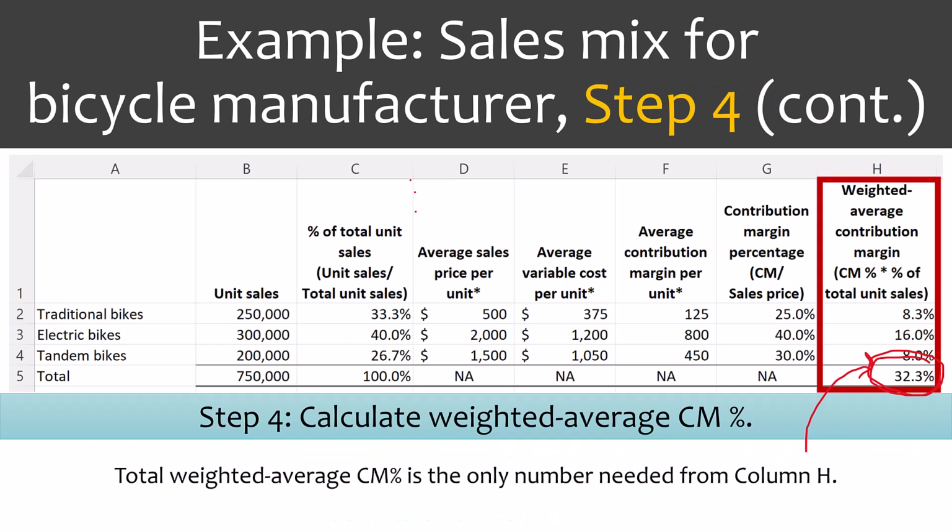Now, something to note, the way we've done this here, the only number that is needed from column H is 32.3%. Those individual weighted average contribution margins are not meaningful. We do not need them for anything. We're using them to get to that 32.3%. So what do we do with that?